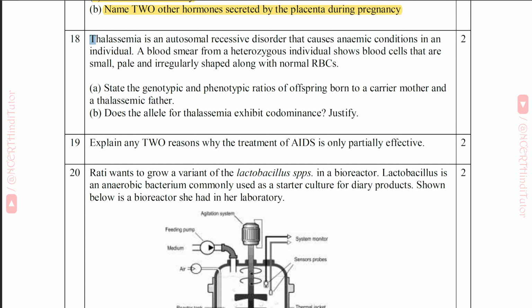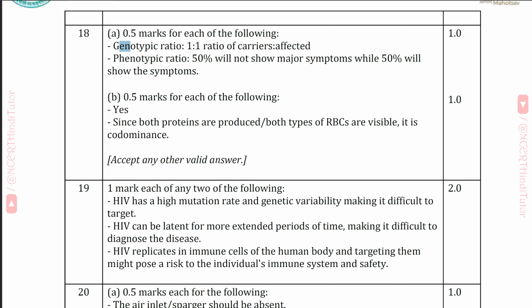Question 18. Thalassemia is an autosomal recessive disorder that causes anemic conditions in an individual. A blood smear from a heterozygous individual shows blood cells that are small, pale, and irregularly shaped along with normal RBCs. A. State the genotypic and phenotypic ratios of offspring born to a carrier mother and a thalassemic father. Answer. Genotypic ratio 1:1 ratio of carriers to affected. Phenotypic ratio 50% will not show major symptoms while 50% will show the symptoms.